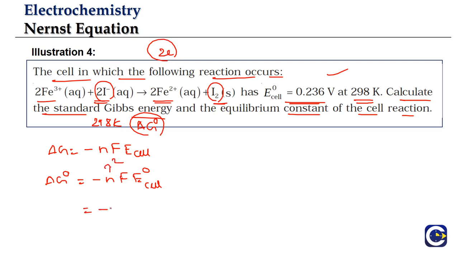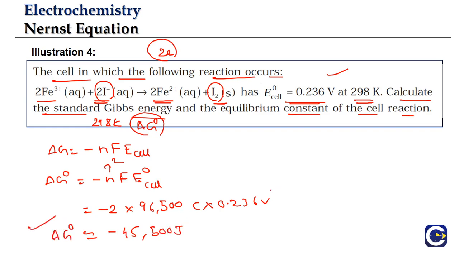So on substituting, what we have is minus 2 into F, which is Faraday's constant, and we can take it as 96,500 coulombs, into the E0 value of 0.236 volt. On simplification this will be approximately 45,500. Coulomb into volt will be joules. So this is the del G0 value: del G0 will be minus 45,500 joules approximately.